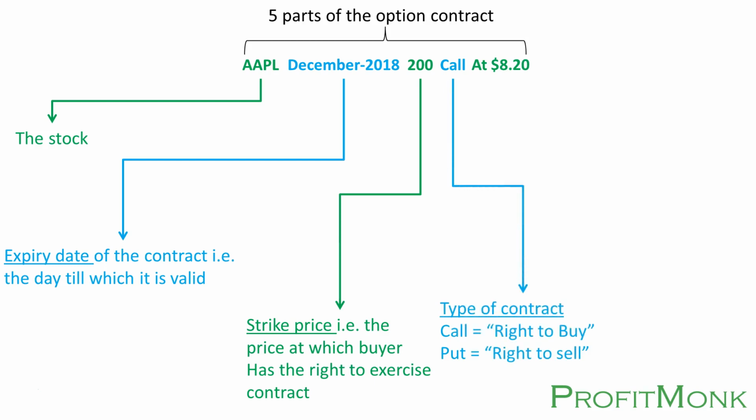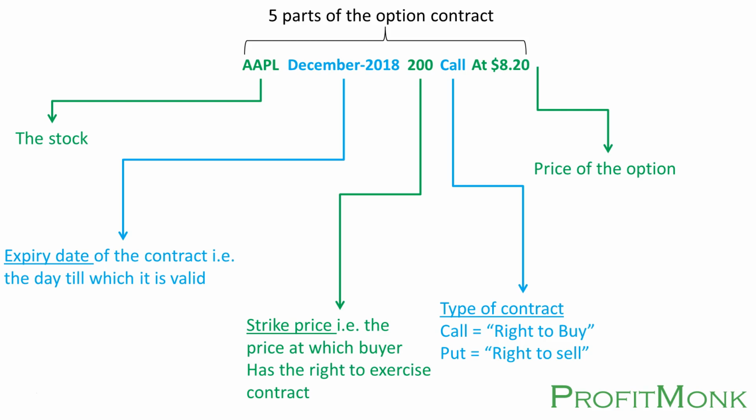And as we said, there are 2 types of contracts: call, which is the right to buy, and put, which is the right to sell. Now this is described from the perspective of an option buyer. For an option seller, the right to buy or the right to sell will be an obligation. So if you have sold that option, then you will have an obligation to sell the stock at the exercise price.